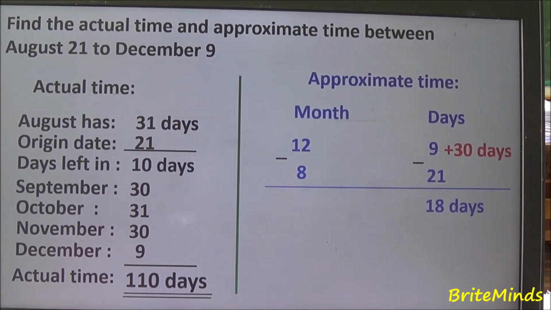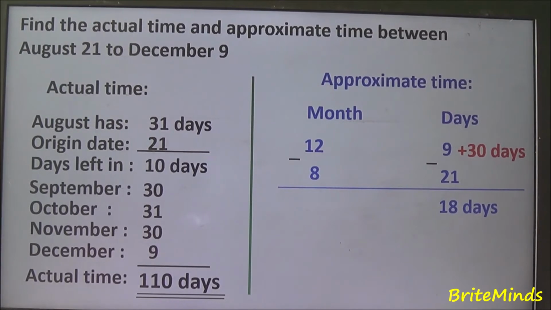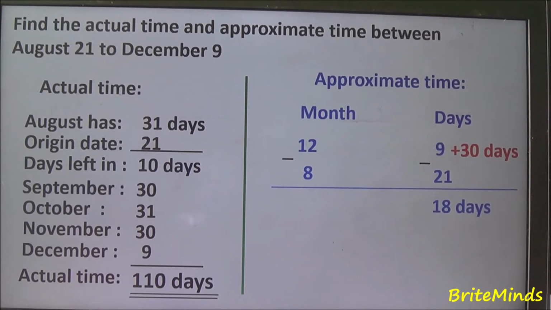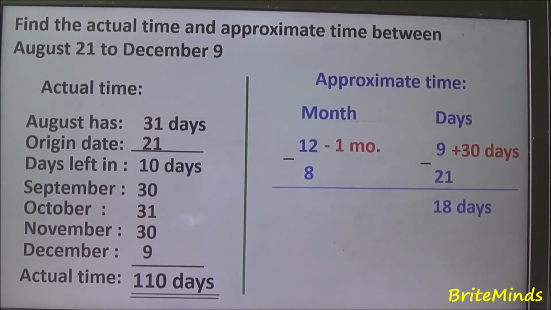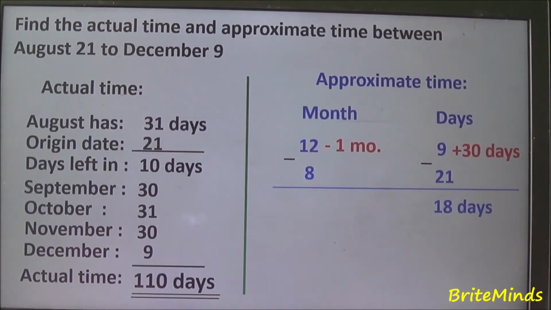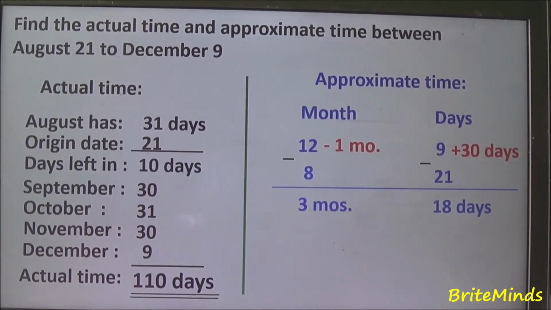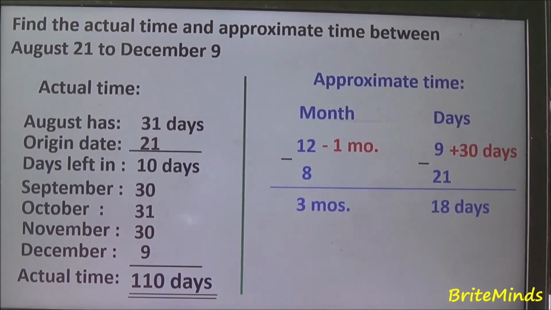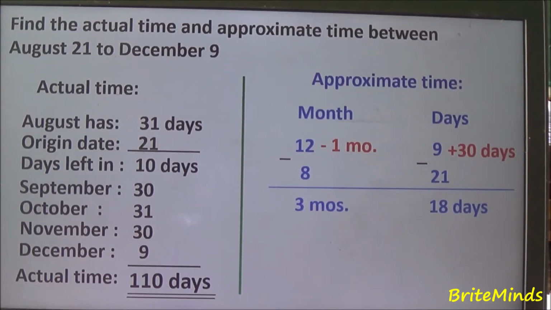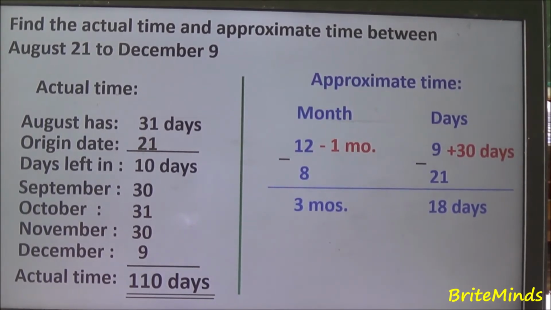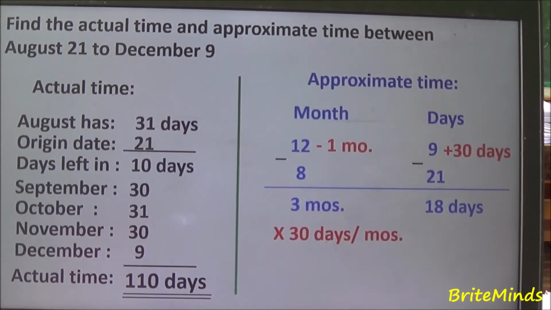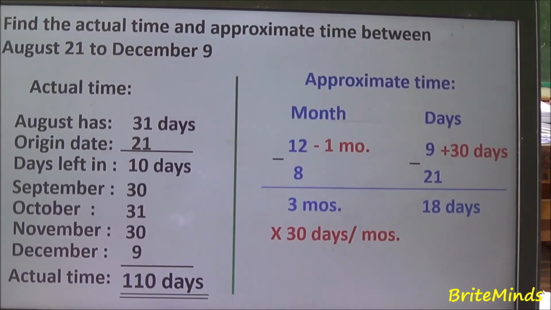And then since we deducted 1 month from December, it is now 11 months. So 12 minus 1 is 11 months, then less 8 months. So the remaining months is 3 months. And then after that, we multiply the 3 months by 30 days. So 3 months multiplied by 30 days per month, we have 90 days.